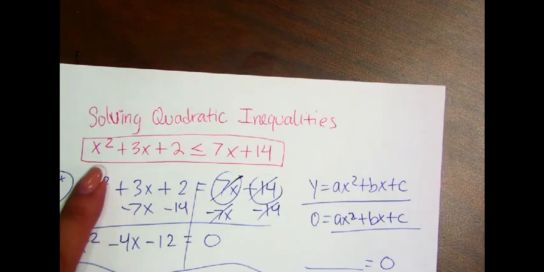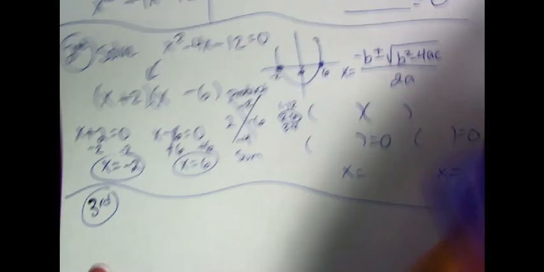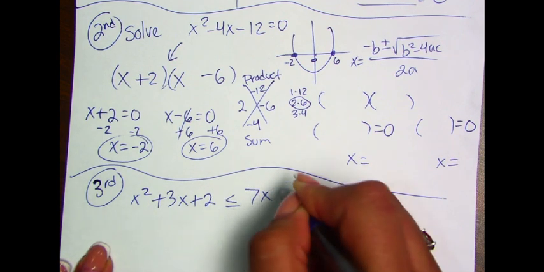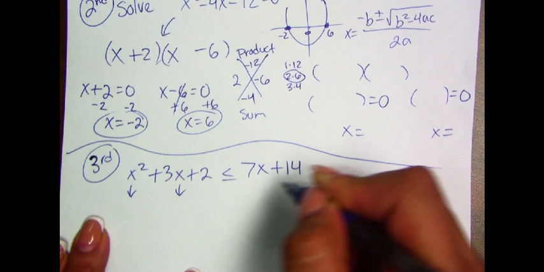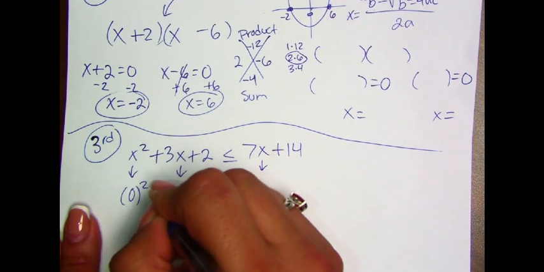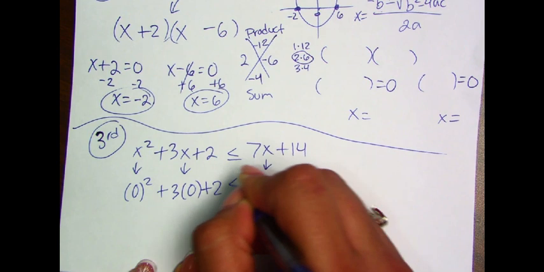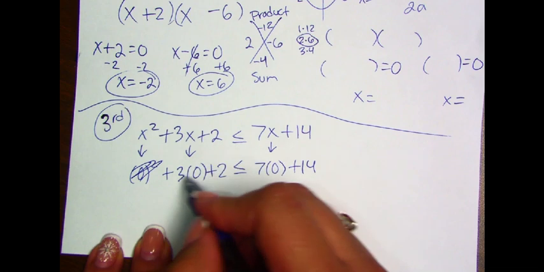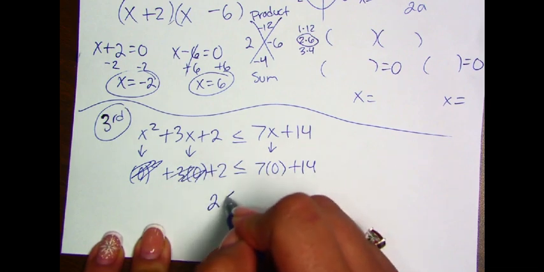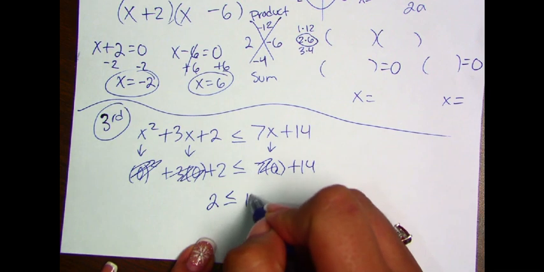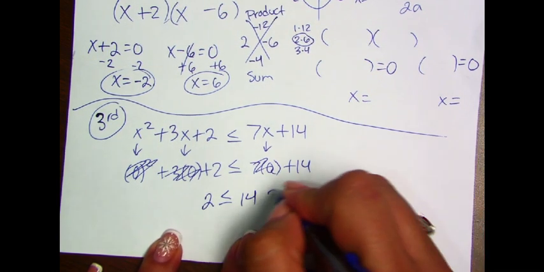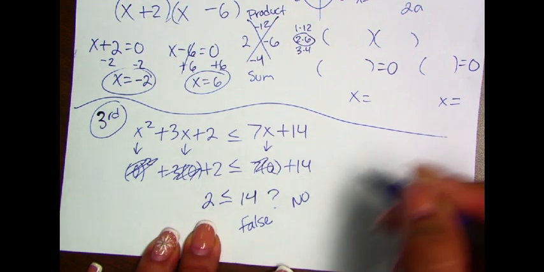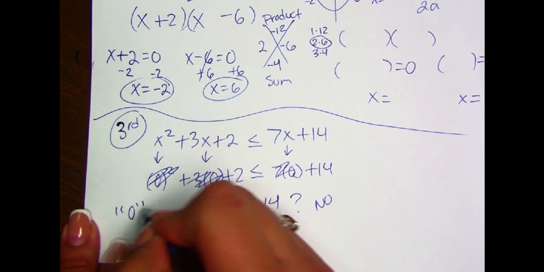You grab the original inequality that they give you up here, and you plug in a 0. So this is the original inequality, and if you plug in a 0 into all these x's, 0 squared cancels. 3 times 0 is 0, so it cancels, and you're left with 2. 7 times 0 cancels, and you're left with 14. So is 2 less than or equal to 14? The answer to this is no. So therefore this is false, and therefore 0 is not in the solution area.